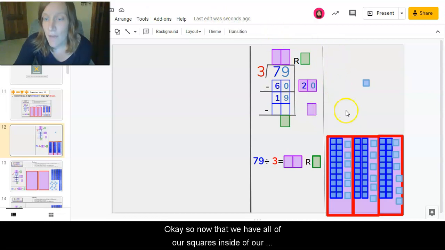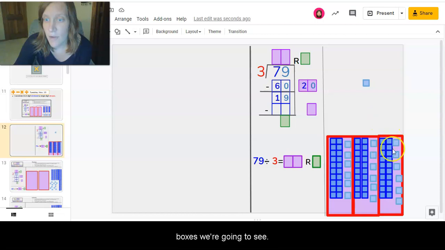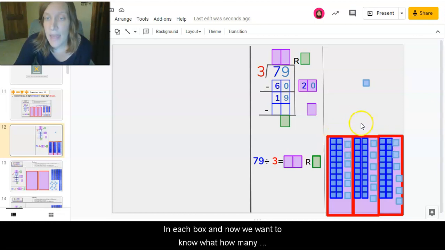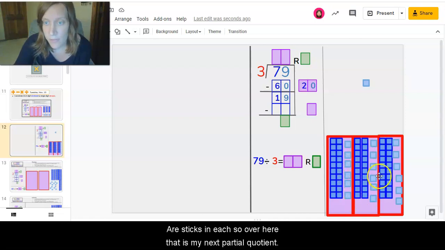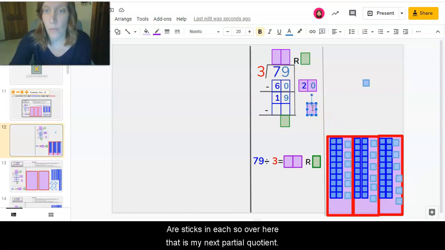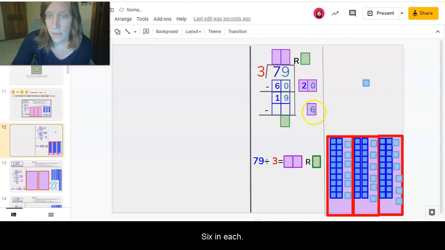Okay, so now that we have all of our squares inside of our boxes, we're going to see the rest of our quotient. So we already know we put 20 in each box, and now we want to know, well, how many ones did we put in each? So I'm going to look right here and I can count. 1, 2, 3, 4, 5, 6. There are 6 in each. So over here, that is my next partial quotient. 6 in each.